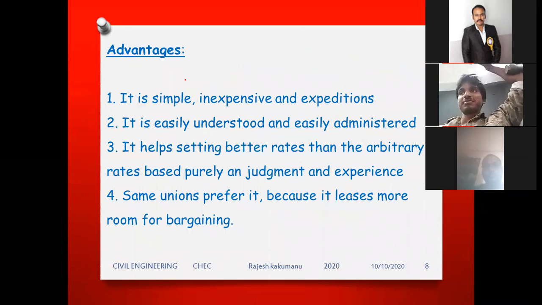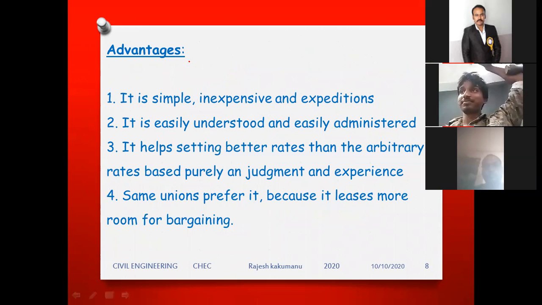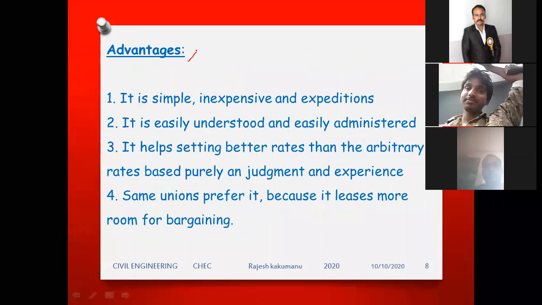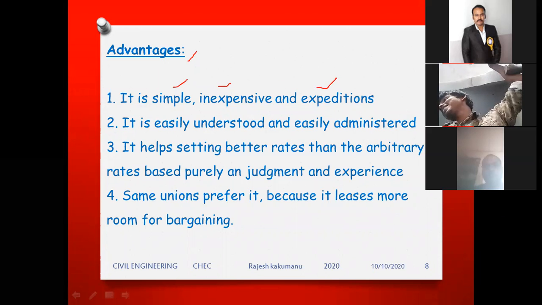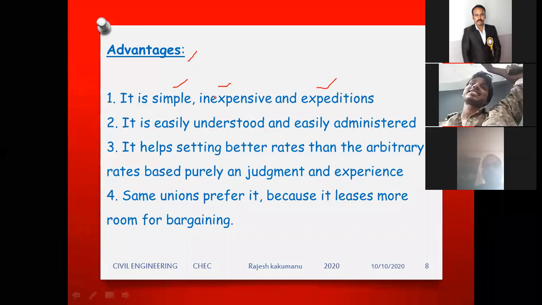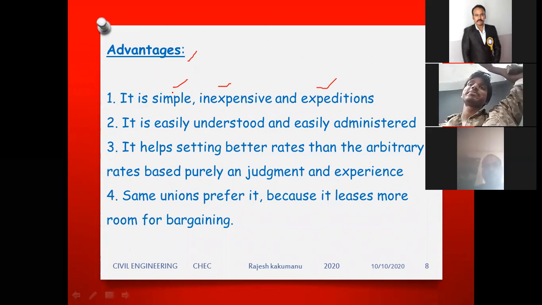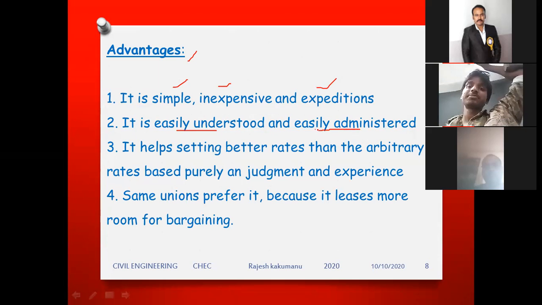If you have any doubts or want me to explain slowly, just inform me. Don't hesitate. Now, what are the advantages of job evaluation? It is very simple, inexpensive, and expeditious. Job evaluation is not any cost, it is not a money making process. The only thing is that it is a time taking process, and the evaluation should be done in a proper way. So it is not money consuming. It is a simple, inexpensive, and expeditious process. It is easily understood and easily administered.